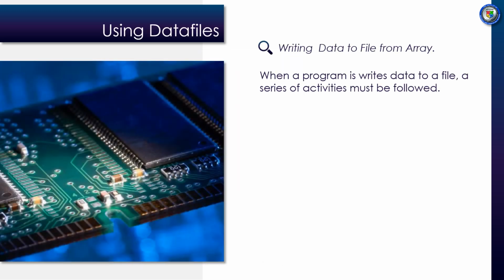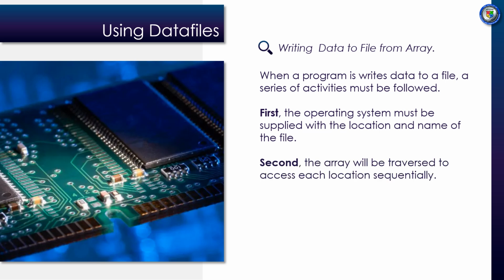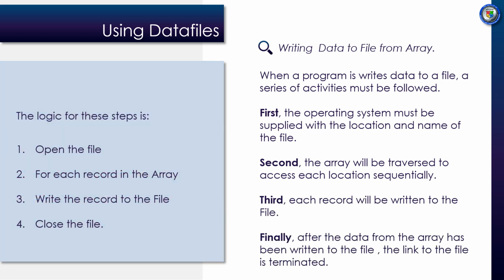Let's now look at the opposite, writing data to a file from a data structure like an array. When a programmer writes data to a file, a series of activities must be followed. First, the operating system must be supplied with the location and name of the file. Secondly, the array will be traversed to access each location sequentially. Third, each record will be written to the file. And finally, after the data from the array has been written to the file, the link to the file is terminated. We can see these logical steps now in our example.